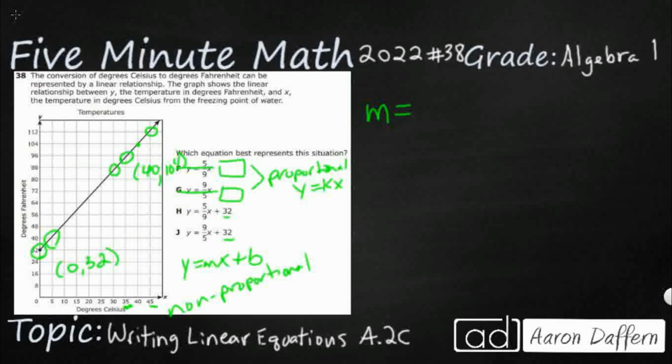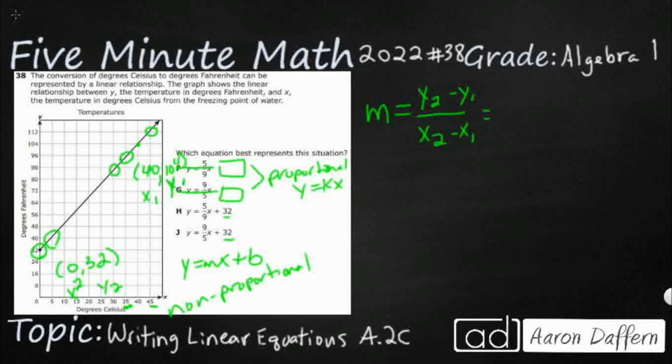So our m, our slope, remember, is the change in y over the change in x. Let's make sure we label these. I'm going to label that x1 and y1, and this is going to be x2 and y2. It doesn't really matter which ones you make which. I know I have to subtract y2 minus y1, but if I make the 104 the y1, or if I make the 32 the y1, you're still going to get the same answer.